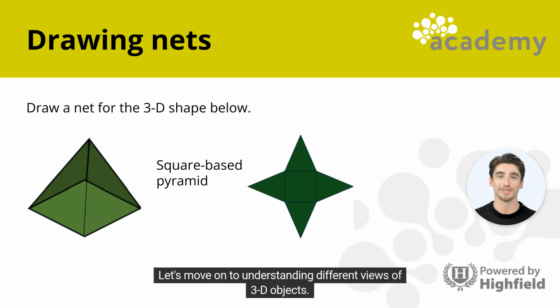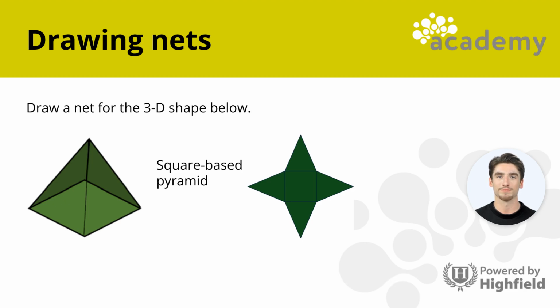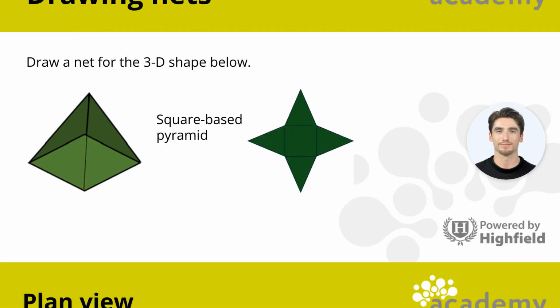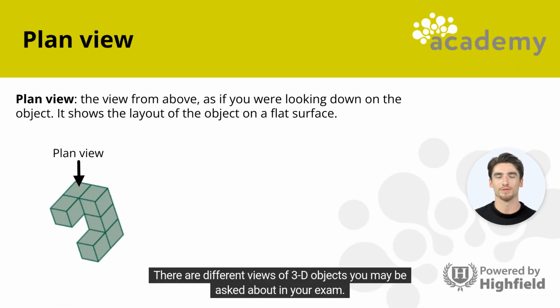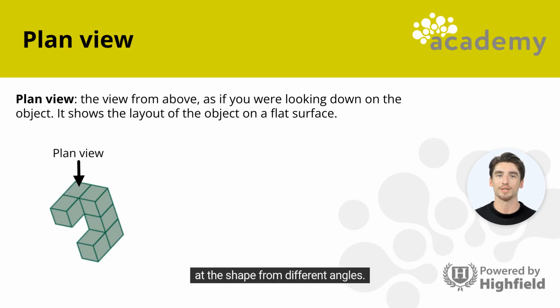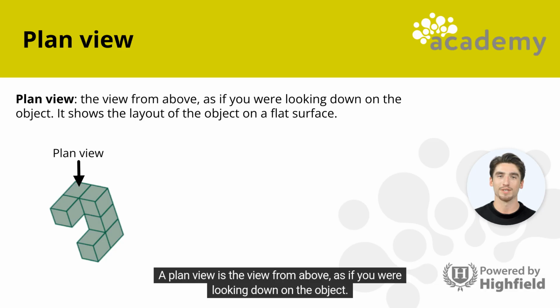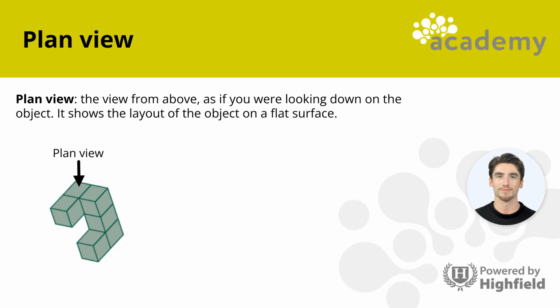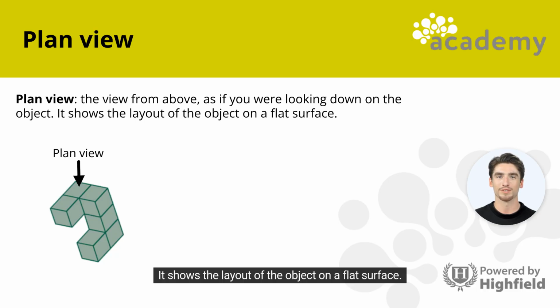Let's move on to understanding different views of 3D objects. There are different views of 3D objects you may be asked about in your exam. To answer questions about different views, think about what 2D shape you would see if you were looking at the shape from different angles. First is a plan view. A plan view is the view from above, as if you were looking down on the object. It shows the layout of the object on a flat surface.